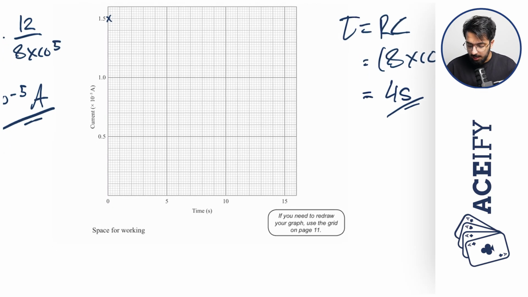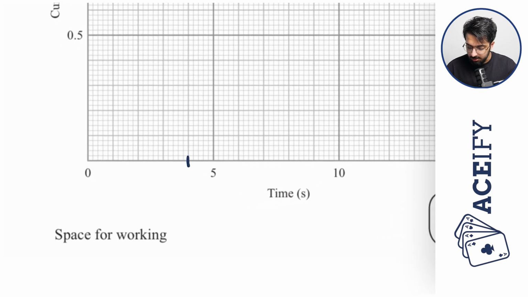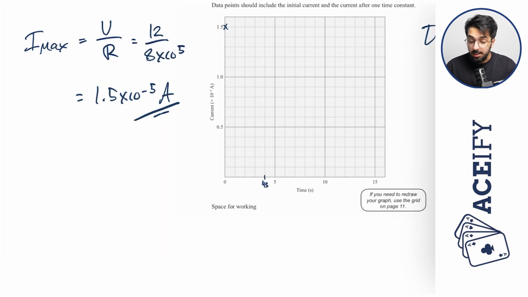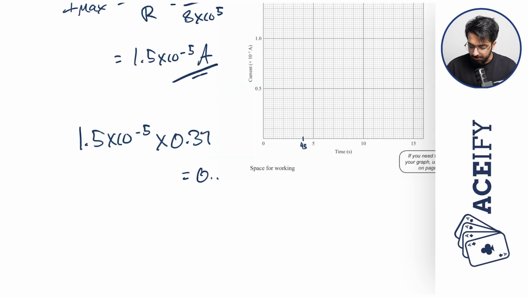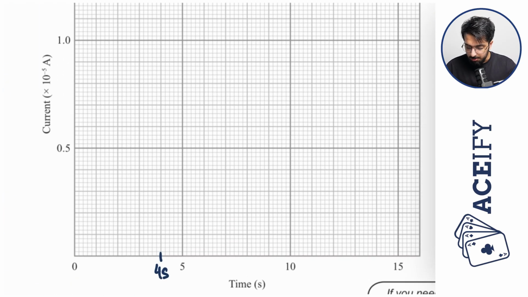Now we know after one time constant, which is 4 seconds, so 4 seconds is right here, this value is going to drop by 63%, so it's going to be 37% of the original value, okay? And so we can take 1.5 times 10 to the negative 5 multiplied by 0.37, and this gives 0.555 times 10 to the negative 5 amps. And so therefore, we are going to be roughly right here, okay?